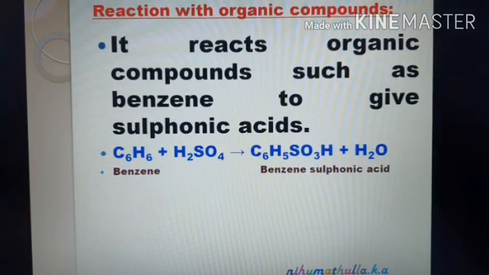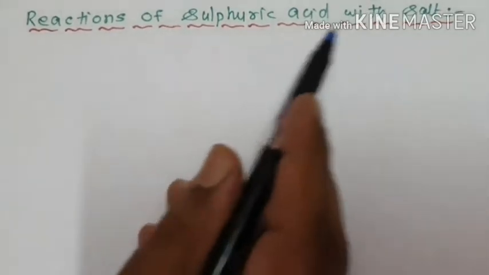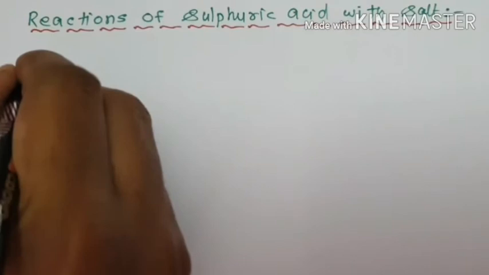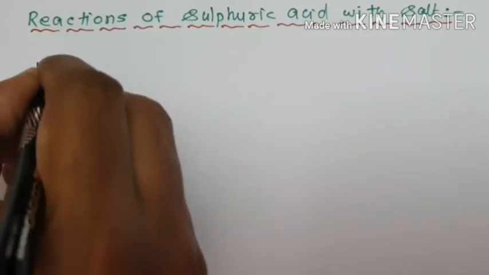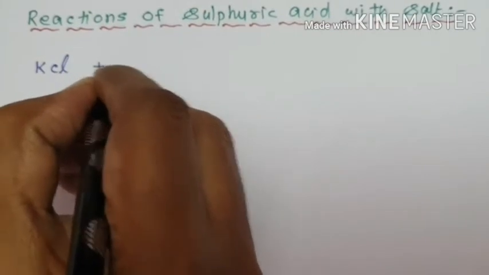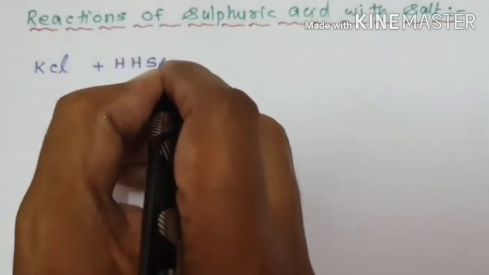Now we are going to discuss how these reactions take place. Reactions of sulfuric acid with salt. Sulfuric acid when treated with KCl. Potassium chloride when treated with H2SO4.